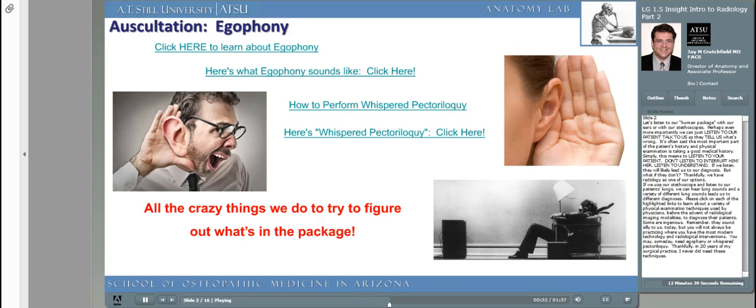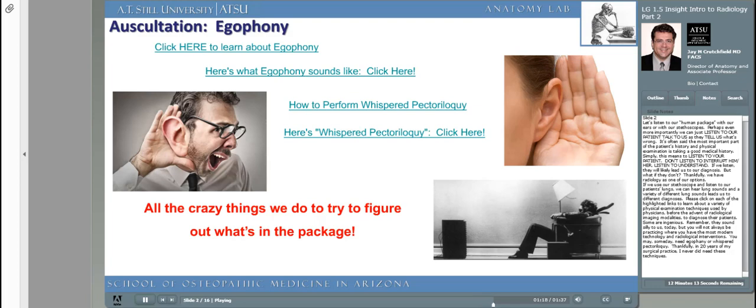Please click on each of the highlighted links to learn about a variety of physical examination techniques used by physicians before the advent of radiological imaging modalities to diagnose their patients. Some of these are ingenious. Remember, some of them also sound silly to us today, but you will not always be practicing where you'll have the most modern technology in radiological interventions.